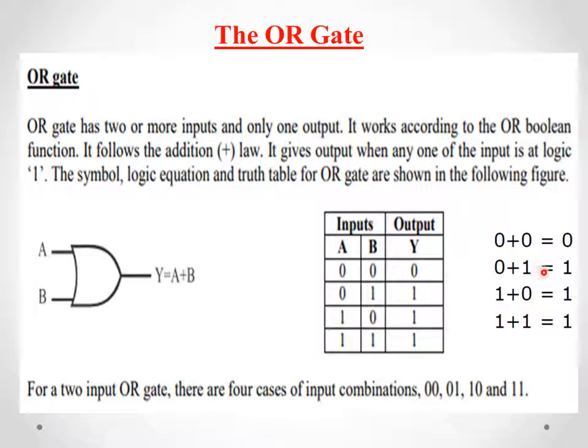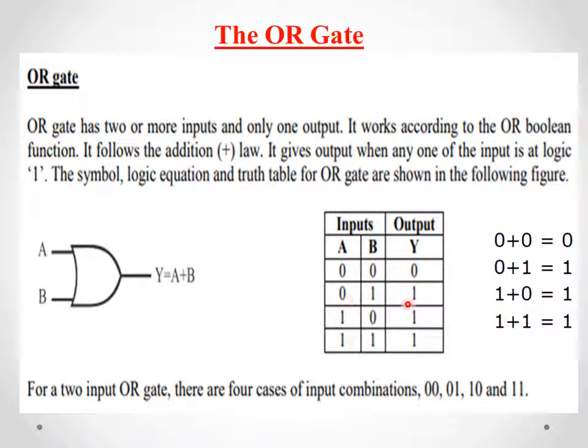So here 0 plus 0 is 0, 0 plus 1 is 1, 1 plus 0 is 1, and 1 plus 1 is 1. Now let's use the Boolean addition rules here. So 0 plus 0 is equal to 0. That means Y is equal to A plus B. So we are adding A input and B input, and that is the output Y.